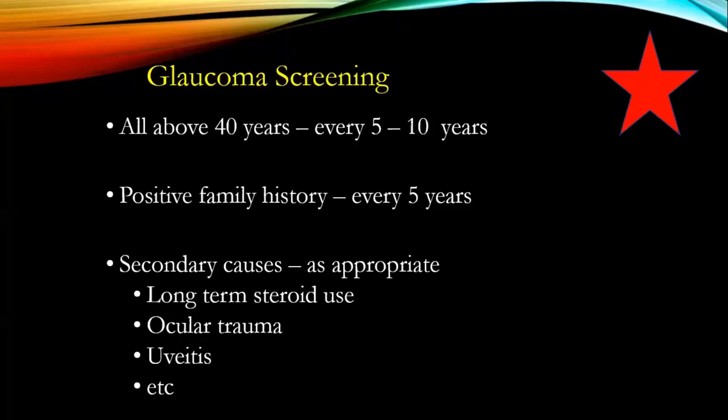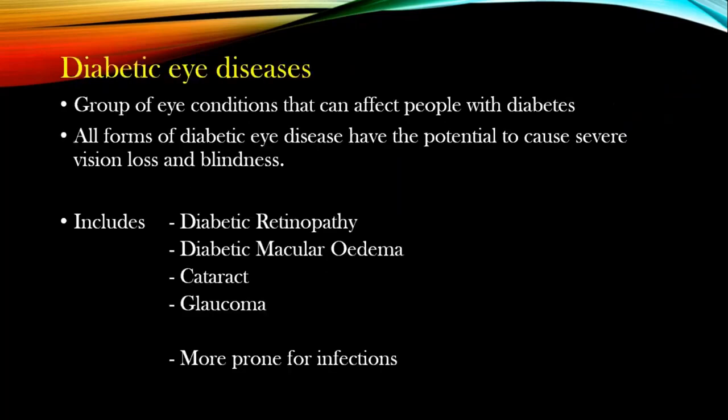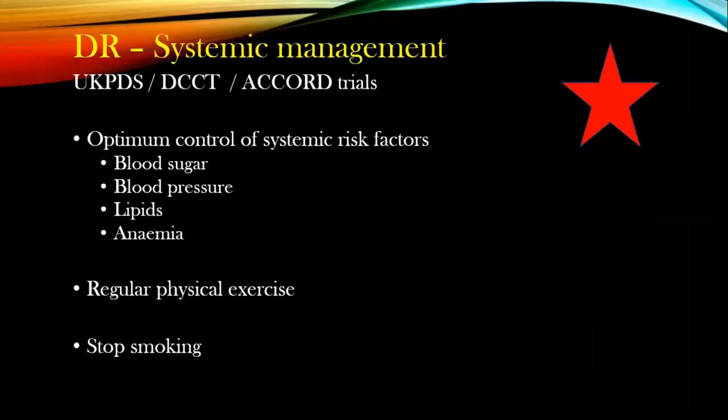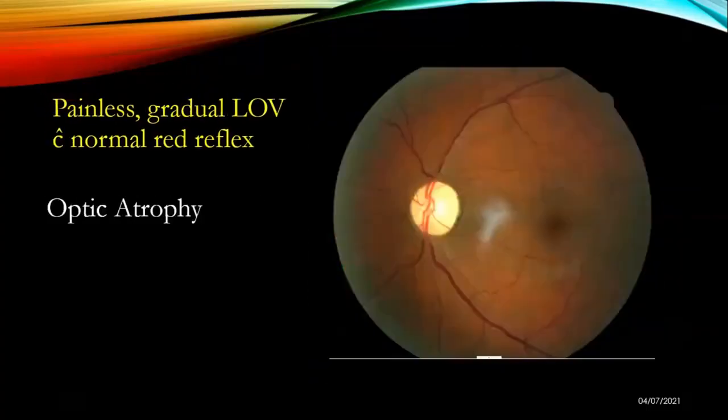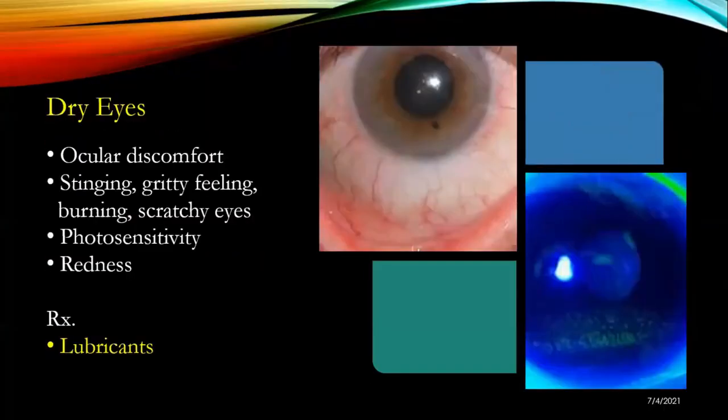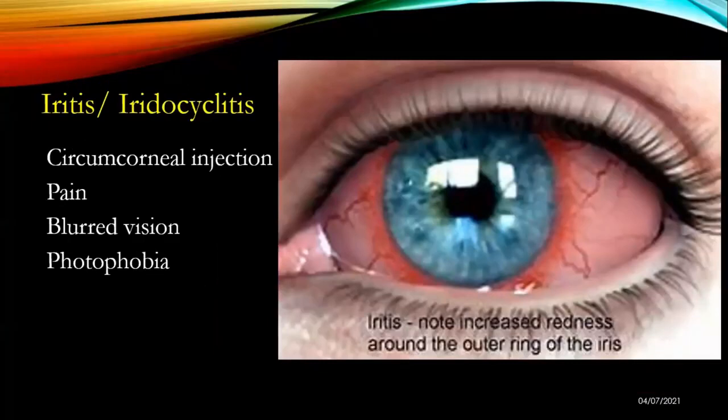Next question, could you please tell about uveitis? Uveitis is inflammation within the uvea. Let me get you this slide here. Uveitis is inflammation of the uvea. There are three kinds of uveal tissues: one is the iris, the other is the ciliary body, and the other is the choroid. Uveitis is inflammation of one of these.